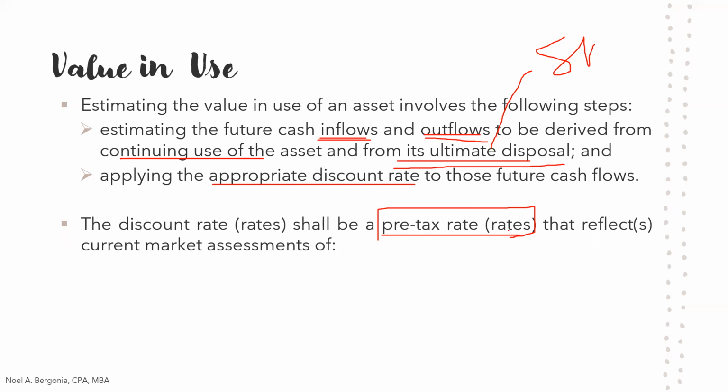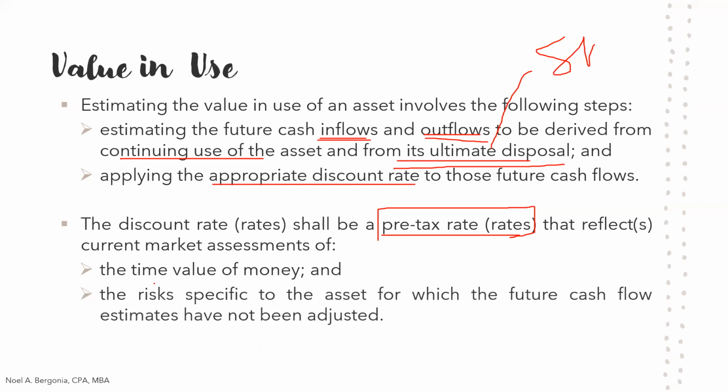Then it needs also to consider as well the time value of money. And at the same time, nabanggit ko na to kanina, the risk specific to the asset, which the future cash flows are estimated, are not adjusted, or simply it should be risk free. It should not be risk adjusted. So I hope that that is clear ha. Pre-tax rate and it is risk free discount rate.